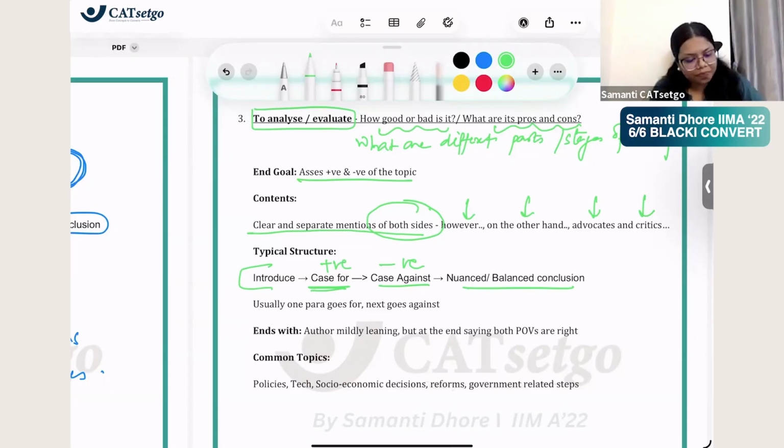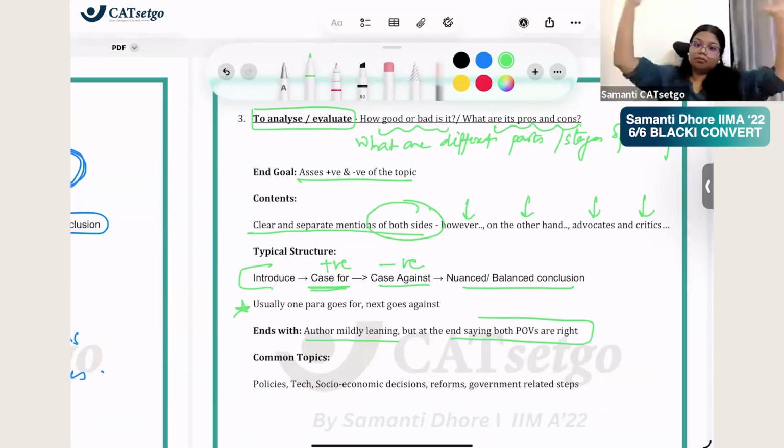Yeah, this is also true that one paragraph usually is for, and another paragraph is usually against. It usually ends with the author mildly leaning towards something. At the end, the author takes the diplomatic path, but might say that the positive I believe in more, or the negative I believe in a little more. But at the end, he says that both points of view matter. In exploratory, there are many points of view. In analyze and evaluate, there are only two, positives and negatives. And the author is like, see, both are right, but I think this is a little more right. The author is leaning, not committing.